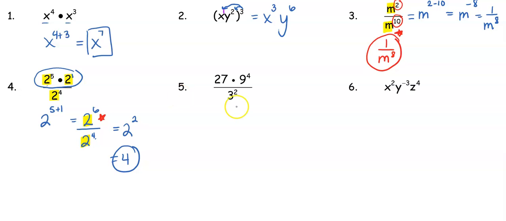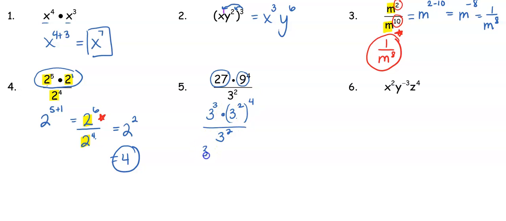When I go to number 5, I'm always looking for something that's the same. And in number 5, I don't have the same base like I did in number 4, but I can rewrite the bases so that they are the same. 27 can be rewritten as 3 cubed. 9 can be rewritten as 3 squared. Now, you've got to be careful because this was 9 to the 4th power, so that becomes 3 squared to the 4th power. I just did a substitution. 9 got substituted out for 3 squared.